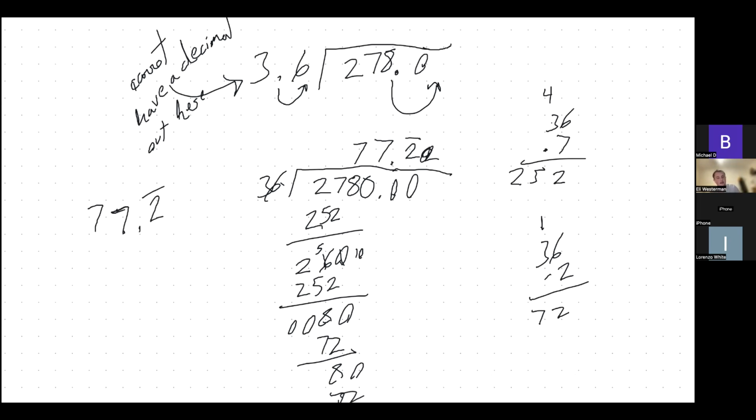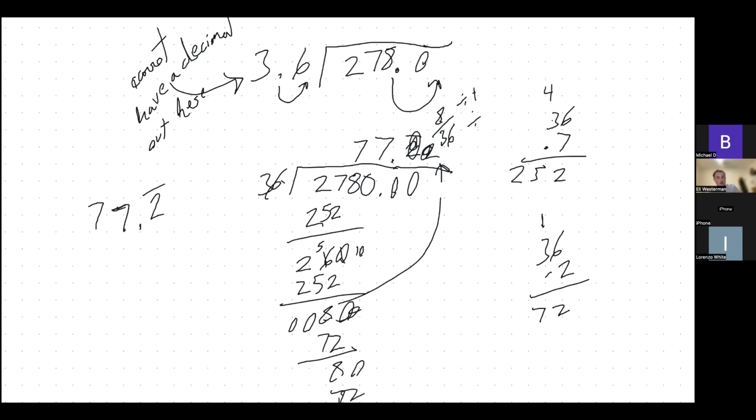Another way we could have done this, instead of doing the 2, we could have just brought this 8 up here and said 8 over 36, which simplifies, if we divide them both by 4, to 2 over 9. So 77.2 with a line over it, or 77 and 2/9, would be your answer.